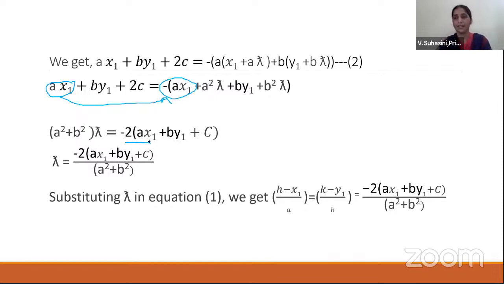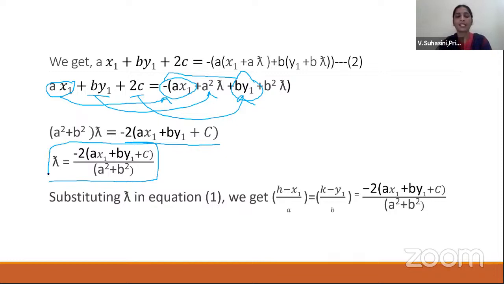Similarly, the case with by1. Transposing plus by1 with respect to addition onto the right hand side, it will become minus by1. We already have minus by1 on the right hand side. So together it makes minus 2by1. Also, 2c is transposed to the right hand side with respect to addition, which will become minus 2c. Taking minus 2 common out of all these terms, we shall get minus 2 times (ax1 plus by1 plus c), from which lambda is equal to minus 2 times (ax1 plus by1 plus c) by (a square plus b square).